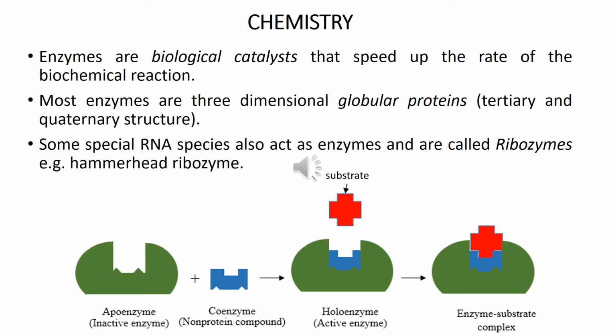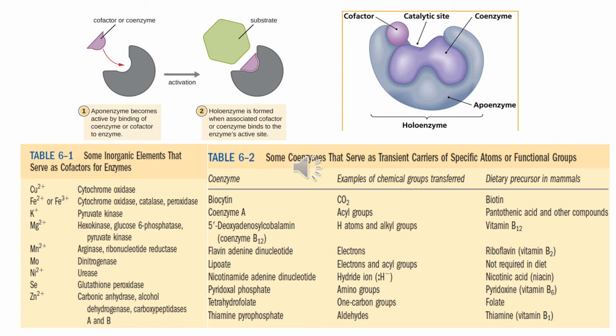Some enzymes require no chemical groups for their activity other than their amino acid residues. Others require an additional chemical component called a cofactor, either one or more inorganic ions or a complex organic or metallo-organic molecule called a coenzyme. Some enzymes require both a coenzyme and one or more metal ions for their activity.